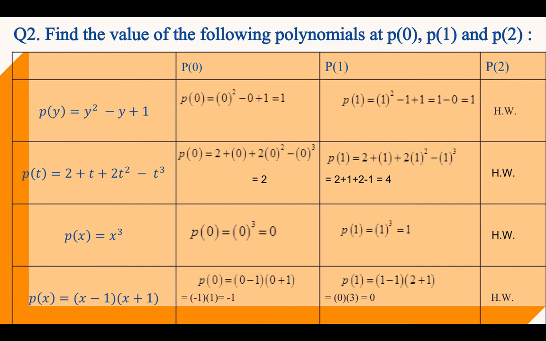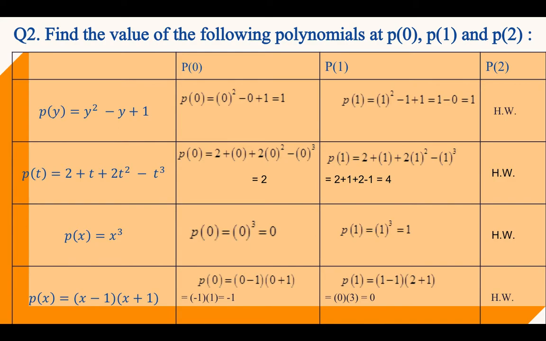In this, you are given the value of x as 0, x is equal to 1 and x is equal to 2. The three values given to you are x is equal to 0, x is equal to 1 and x is equal to 2. So it's exactly the same. We will substitute the value of x as 0, 1 and 2 for all the given 4 polynomials. So let's do the questions one by one. First part, p of y is equal to y square minus y plus 1. So this is the polynomial. First I will keep the value as 0. So I'll substitute the value of the variable as 0.